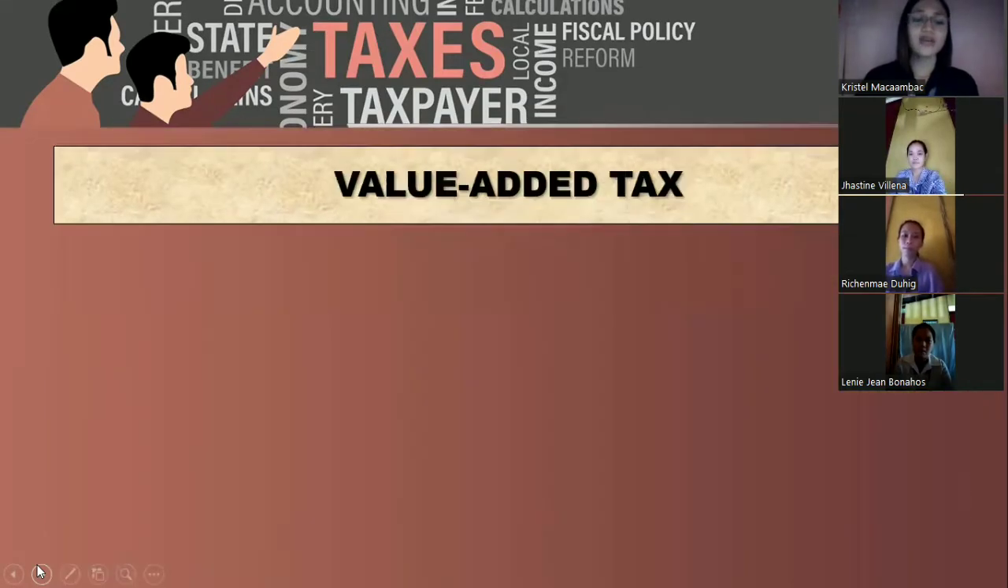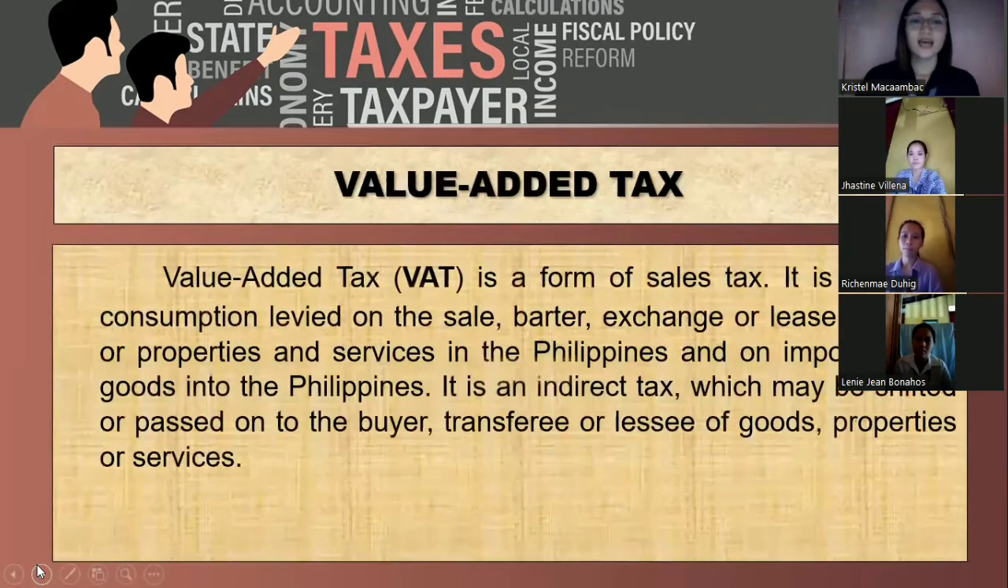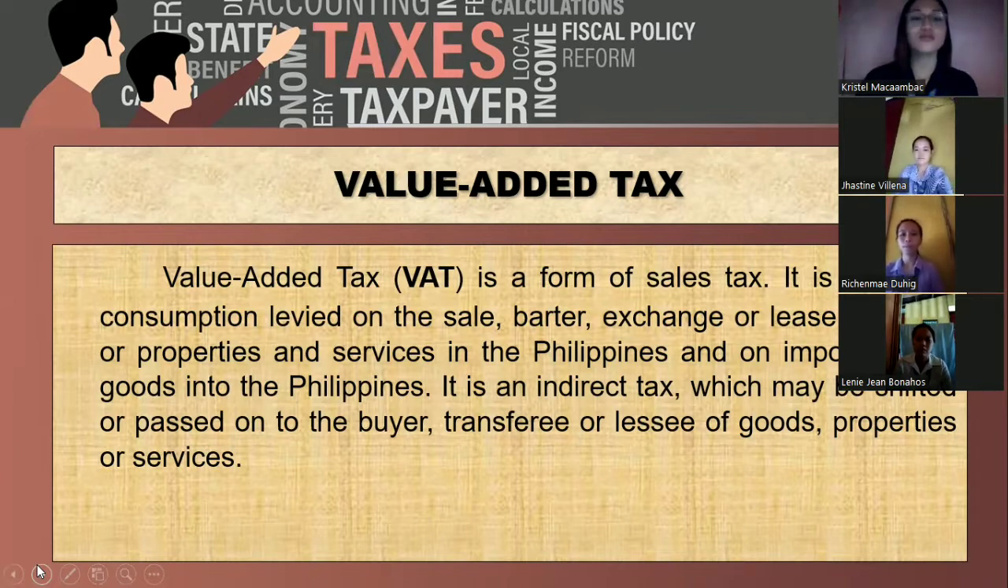So generally, value added tax is a form of sales tax. It is a tax on consumption levied on the sale, barter, exchange, or lease of goods, properties, and services in the Philippines, and on the importation of goods into the Philippines. It is an indirect tax which may be shifted or passed onto the buyer, transferee, or lessee of goods, properties, or services. Thus, VAT is added to a product at every point of the supply chain where value is added to it.